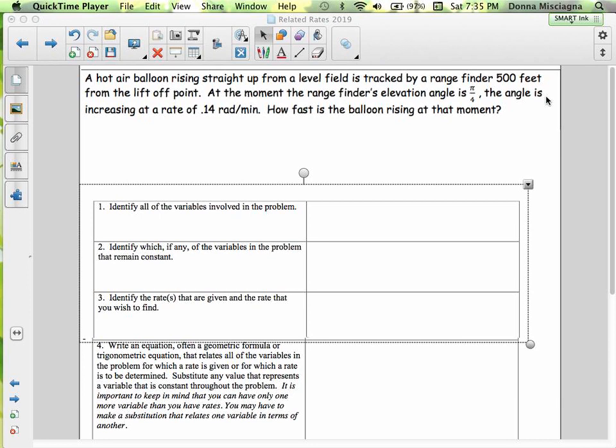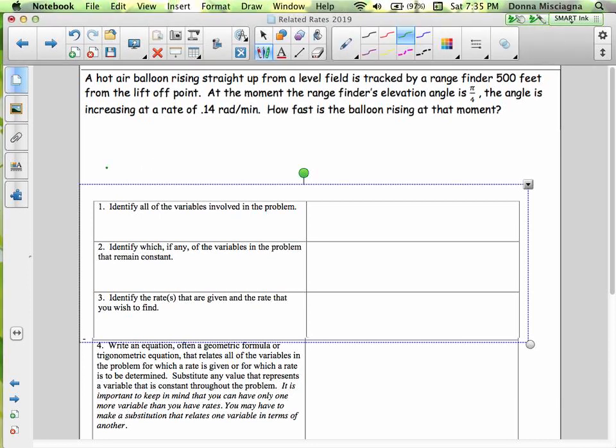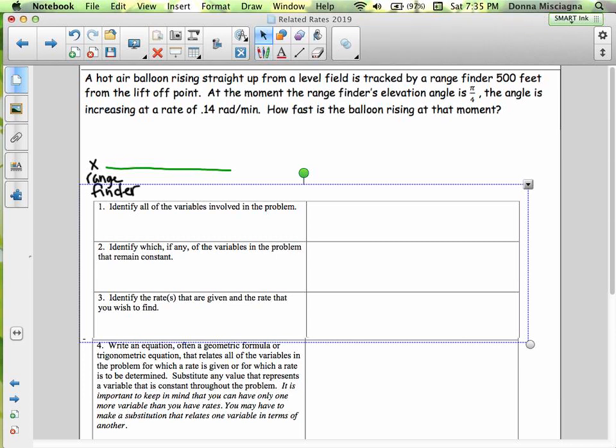Now, I didn't draw a picture on the last one. I should have, but I definitely want to draw a picture on this one so that we can understand it. So we've got a rangefinder over here, one of those things that just measures distances and angles. And it is 500 feet to the liftoff point. This is the liftoff point.